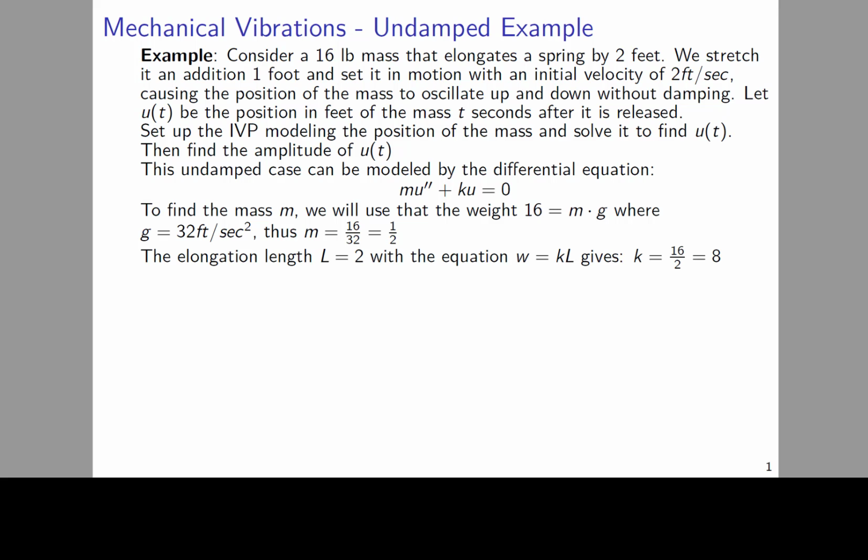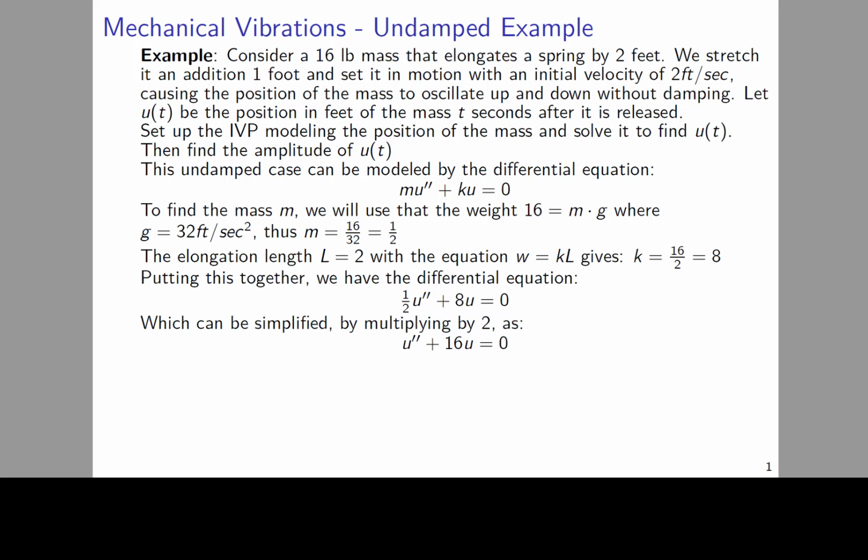The elongation length L equals 2, with the equation weight is equal to k times L, gives our spring constant k as W over L, which is 16 over 2, which is equal to 8. Putting this together in our differential equation with m equals a half and k equals 8, we get 1/2 u double prime plus 8u equals 0. And we can simplify this by multiplying by 2 to get u double prime plus 16u equals 0.